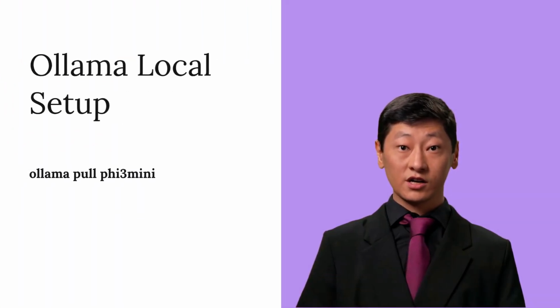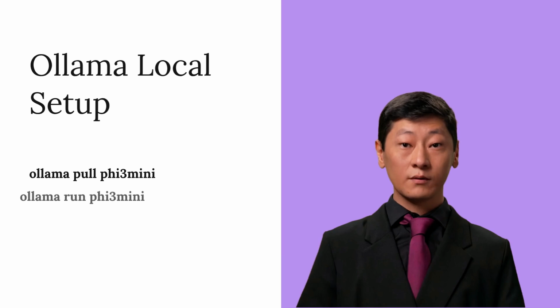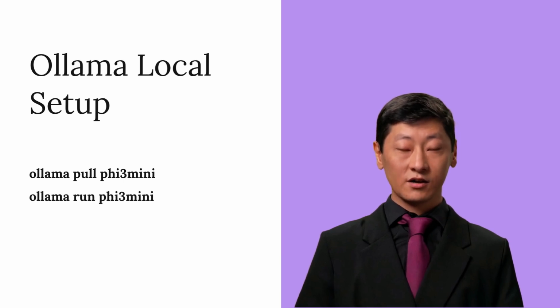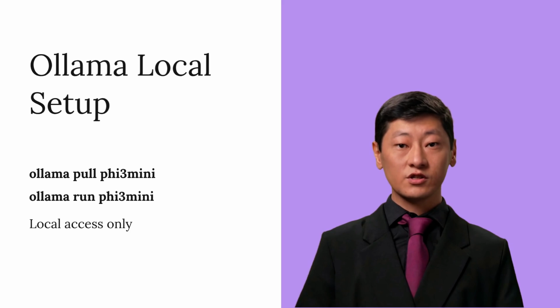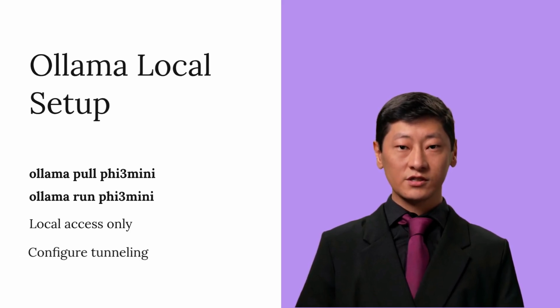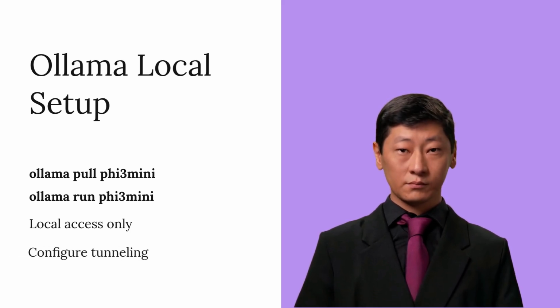Next, I'll pull a lightweight mini model and confirm Ollama works locally. Use the command ollama pull phi3:mini followed by ollama run phi3:mini. At this point, Ollama is working locally, but it's only accessible from this machine. Let's proceed to the critical configuration step for tunneling.